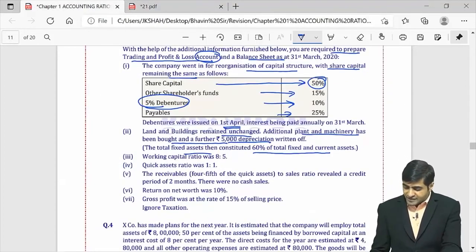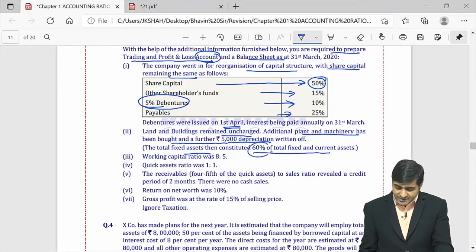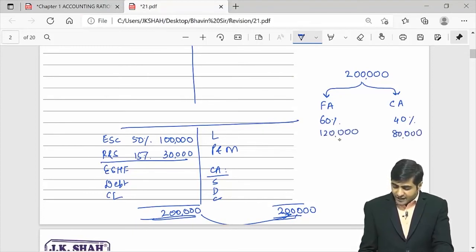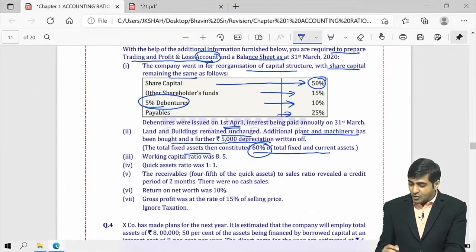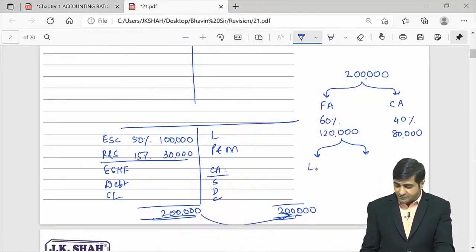And they have told you that fixed assets will constitute how much percentage? It will constitute 60%, right? So your fixed assets will constitute 60%. So obviously your current assets will be 40. So this will be your 1,20,000 and your current assets will be 80,000. Then guys, with this 1,20,000, we are going to divide this into two main parts, because there are two types of fixed assets. We have land and building, and then we have plant and machinery.